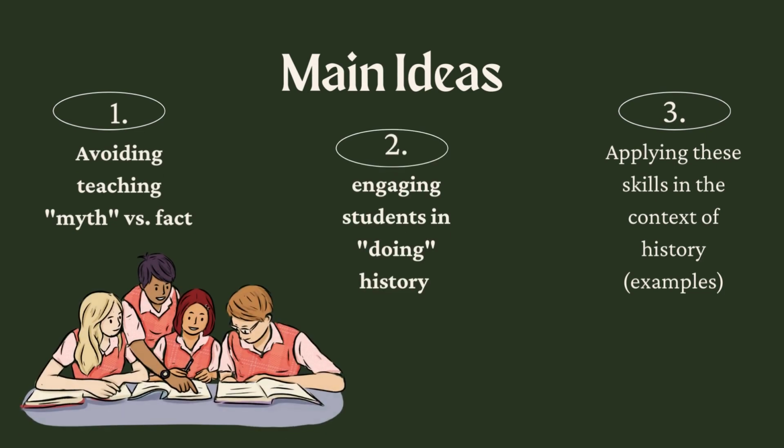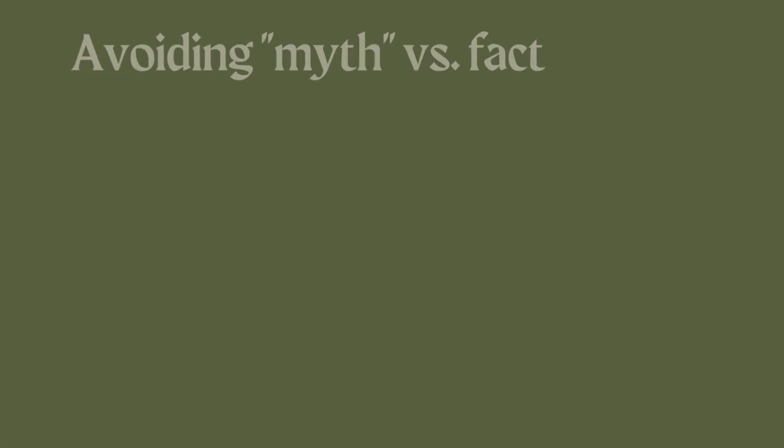So he had three main ideas that I drew from it. One was avoiding teaching myth versus fact. He focuses a lot on truth, which we'll see later on, and I'll explain that in more detail. His second main idea was the actual engagement of students in doing the history, so the actual application of activities and examples of what we can do as educators to help them, and some important skills they should learn. And then the third main idea was applying the skills in the context of history. He gave examples of topics or lessons that would apply, and his own personal experiences, which I thought was really cool that he focused so much on that.